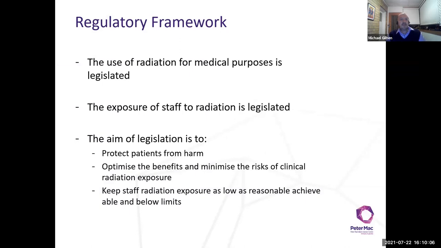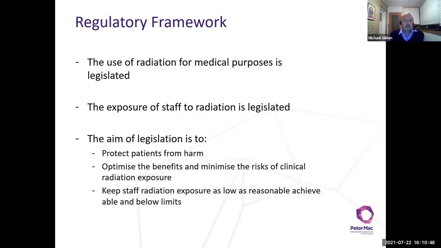As I said, the use of radiation in medicine is legislated, whether that is for use on the patient. There are regulations about when we direct a radiation beam at a patient or inject them with a radioactive material; there are laws that govern that practice. There are laws that govern us as workers around the radiation exposure that we receive. The legislation has several aims, and this is as broad as can be, as I'm speaking to a very international audience.